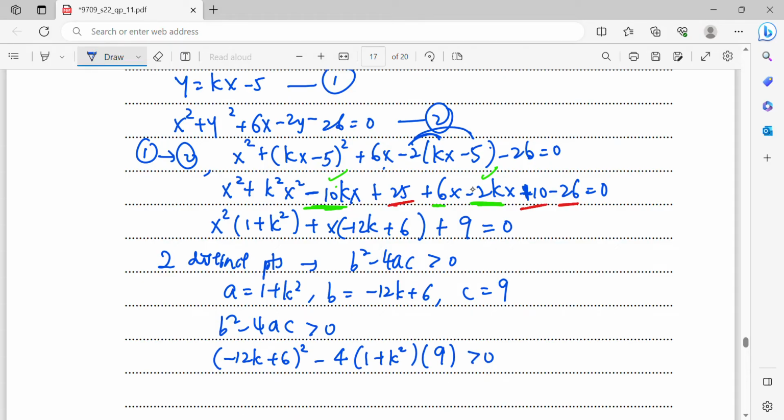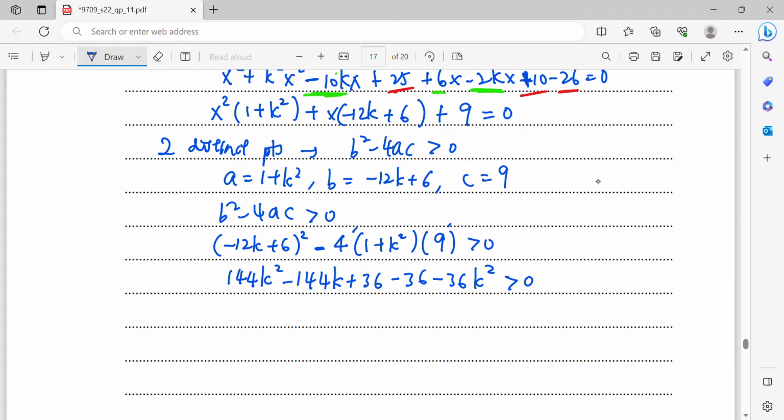Then now again do expansion, quadratic expansion. So here I will get 144k squared. When you square minus 12k, it will be 144k squared. Now negative 12k times 6 times 2, it will be minus 144k. Then the 6 squared will be 36. Now, this 4 and 9, when you times together, is 36. So, 36 multiplied by 1 plus k squared, you see, there's a negative outside. You will get negative 36, then negative 36k squared, greater than 0.